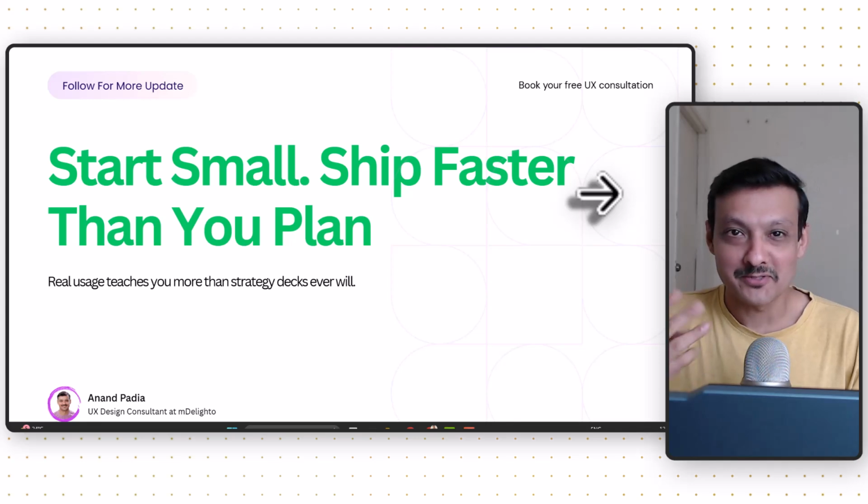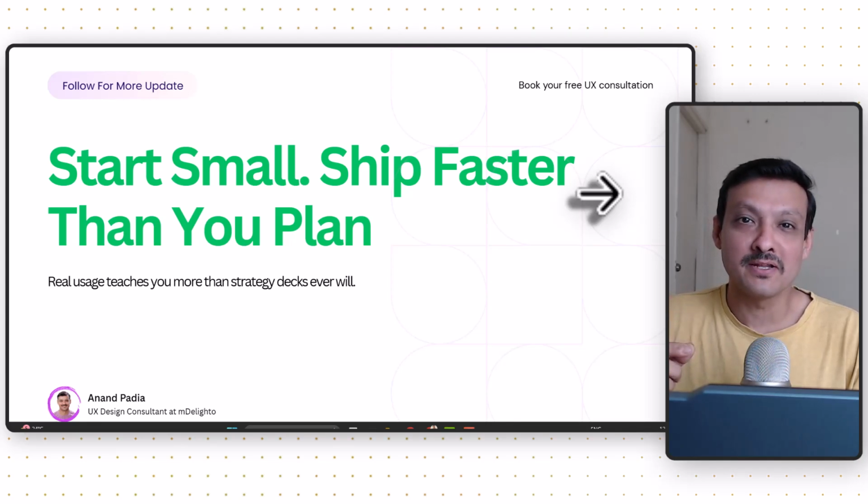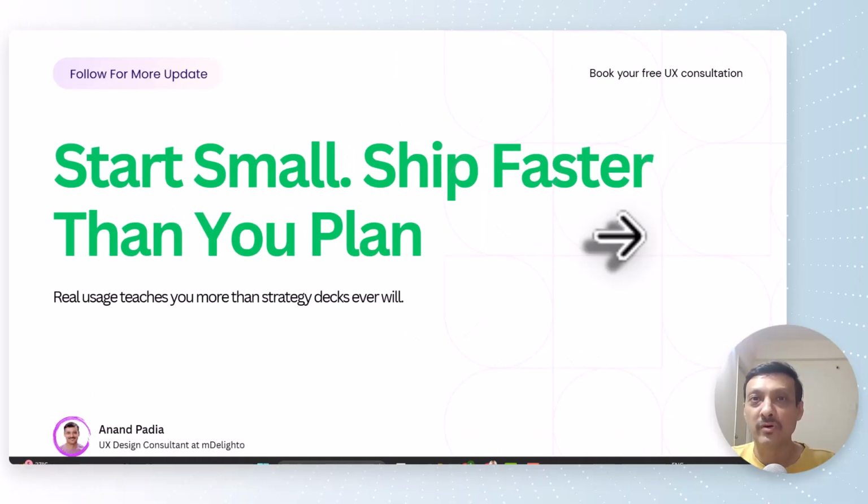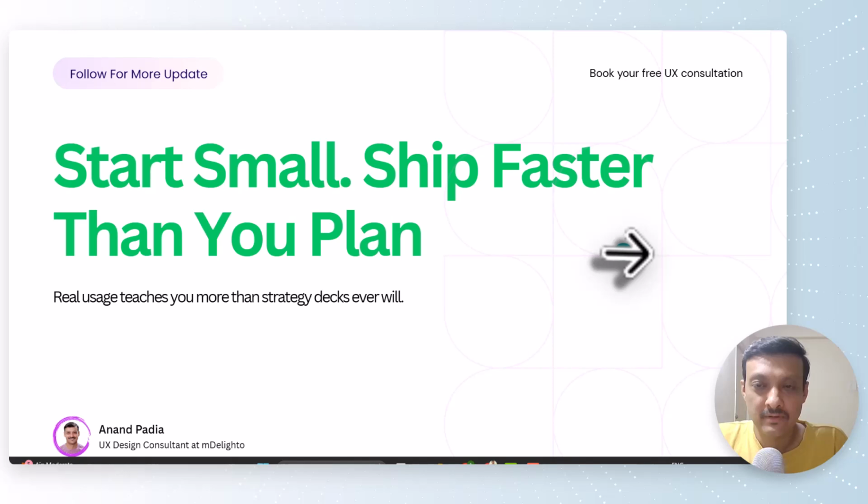These are the three things which I learned when I was designing an AI feature for a SaaS product. Start small and ship faster. Now, what that means? That means you don't have to create a whole roadmap. You can start as simple as reordering the column with the help of the AI, for example.